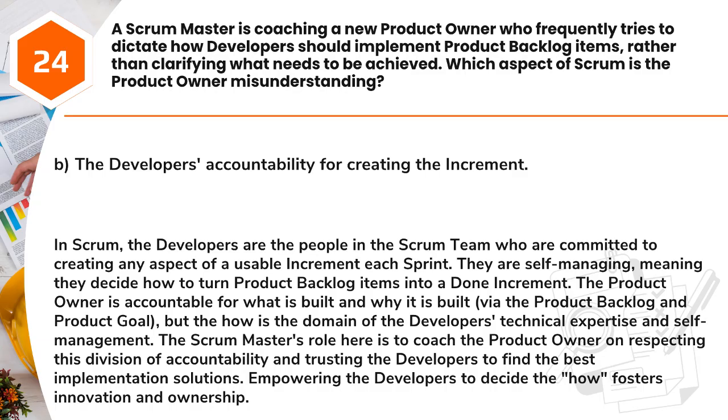Answer: B. The developer's accountability for creating the increment. In Scrum, the developers are the people in the Scrum team who are committed to creating any aspect of a usable increment each sprint. They are self-managing, meaning they decide how to turn product backlog items into a done increment. The product owner is accountable for what is built and why it is built, via the product backlog and product goal, but the how is the domain of the developers' technical expertise and self-management.